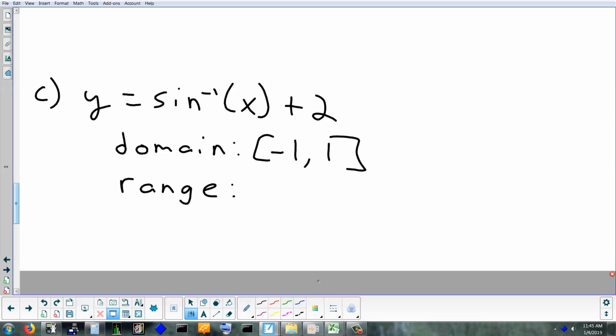There's not really a nice way to write this answer. It's negative pi over 2 to pi over 2. You're just shifting that one up 2 and that one up 2. If you wanted to write it as a decimal, that would be negative 1.57 plus 2, and then 1.57 plus 2, 3.57. So 0.57 to 3.57. But that's it. That's your range.